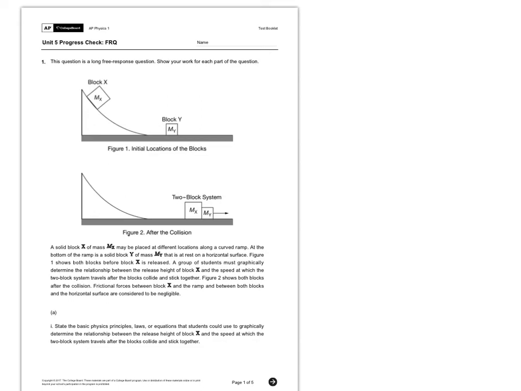I'm going to go through an explanation of both free response questions from the Unit 5 progress check. So we'll start with the first one, which is a long, I believe, experimental design one. It gives us block MX at the top of a ramp, block MY at the bottom. MX slides down, collides, and then they move along.